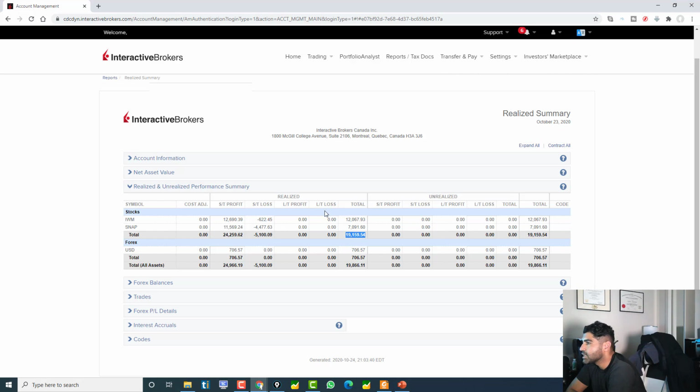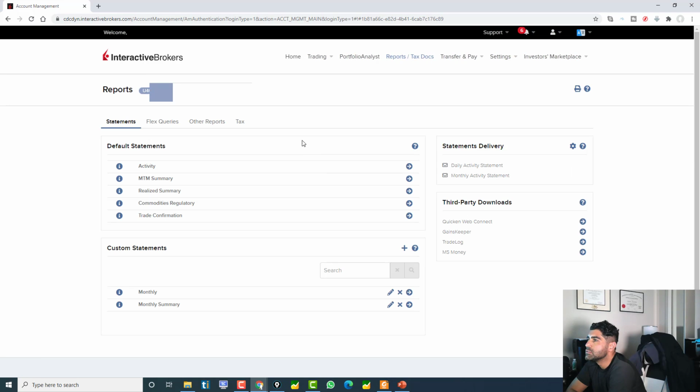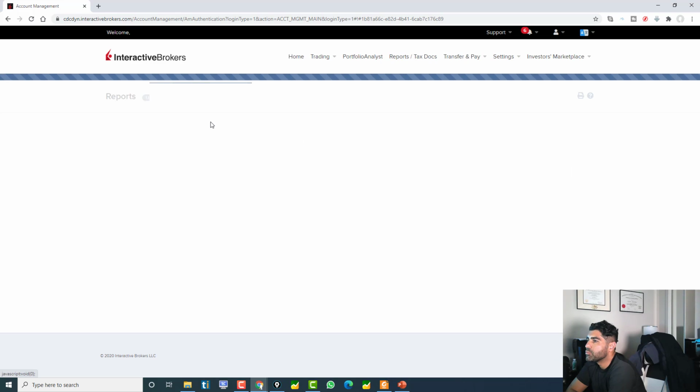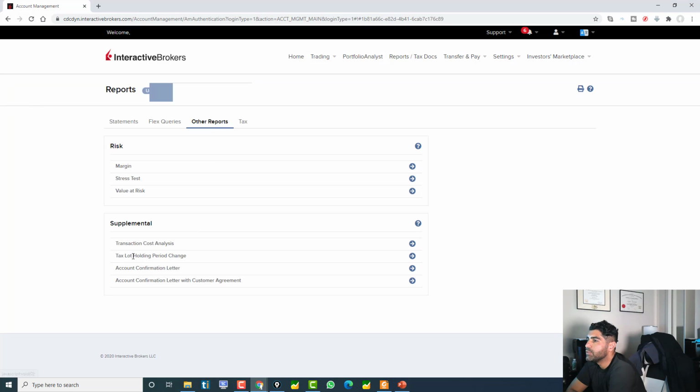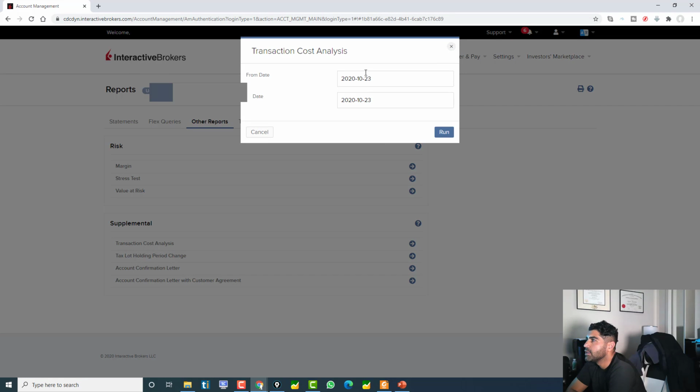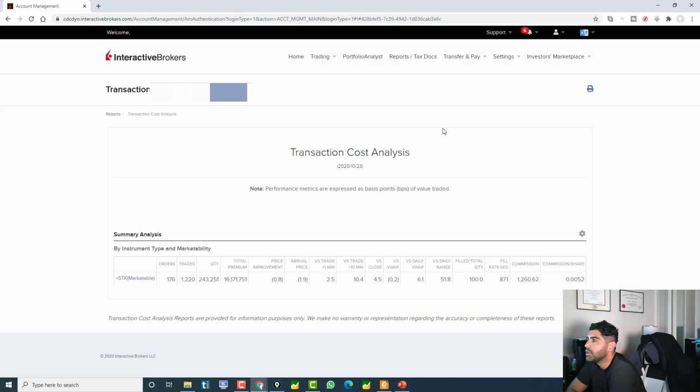So that doesn't show the commissions here. For this $19,000 profit, how much would the commission be? If we go to reports, then we go to other reports, and then we go to the transaction cost analysis. When you click on run, again on the 23rd, we'll just click run.